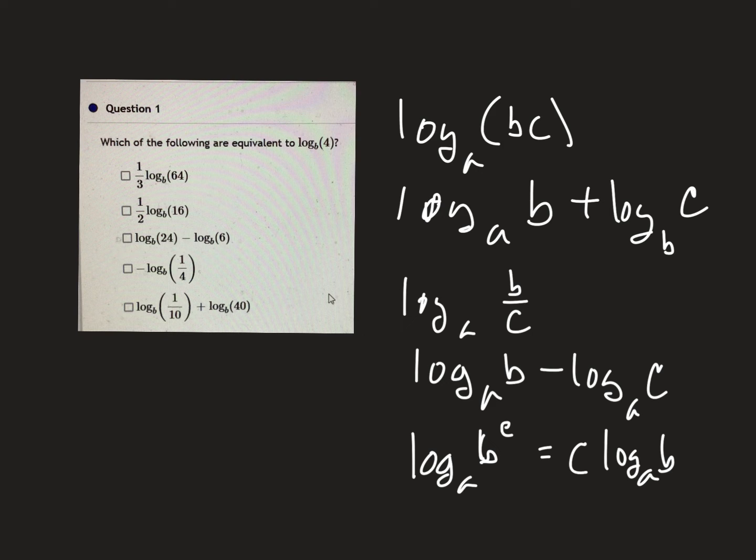So for question number A, let's see here. I see, it looks like, see how for question A, it looks like there's a number in front of the log? I think I want to undo this. I'm trying to get it to be equal to log base B of 4. So if I take that 1/3, see how there's nothing in front of it, so we want to get rid of that 1/3. Because it's in front of the log, I can raise it as a power.